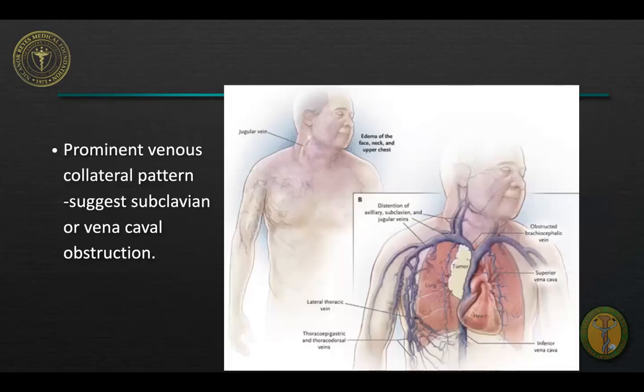A prominent venous collateral pattern may suggest subclavian or vena cava obstruction. If the head and neck appear dusky and slightly cyanotic, and the venous pressure is grossly elevated without visible pulsations, a diagnosis of superior vena cava syndrome should be entertained. So these patients are characterized by edema of the upper extremities, from the chest also up to the head part.